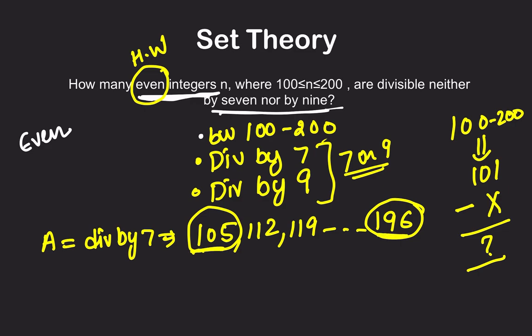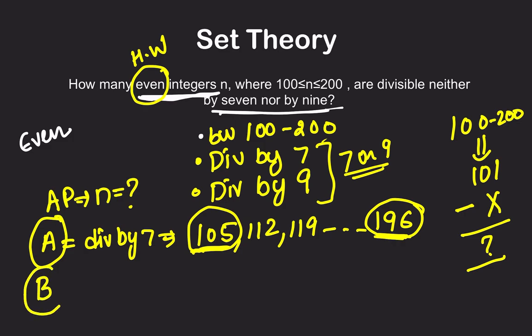So how will you find how many numbers are there in this? You will use the formula for AP, where the nth term is 196, the first term is 105, and the common difference is 7. You can find the value of how many terms there are. I hope it is clear. You could find how many are divisible by 7. This part is clear. You will do this on your own.